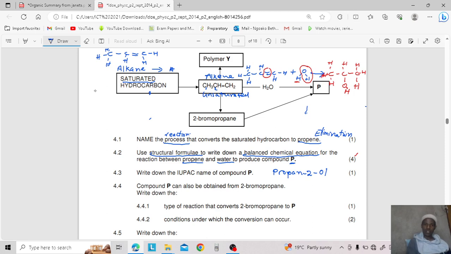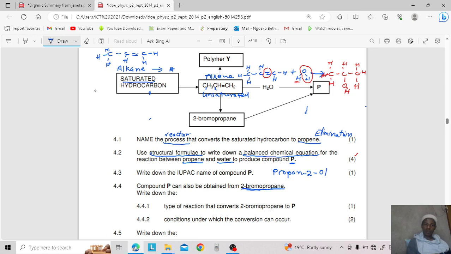Compound P can also be obtained from 2-bromopropane. What is this one? It is a reaction of haloalkane. This is from bromo, from halogen, and propane from alkane. So this haloalkane is going to react to form an alcohol. So identify this type of reaction. If you saw the previous summary videos, go and watch them.